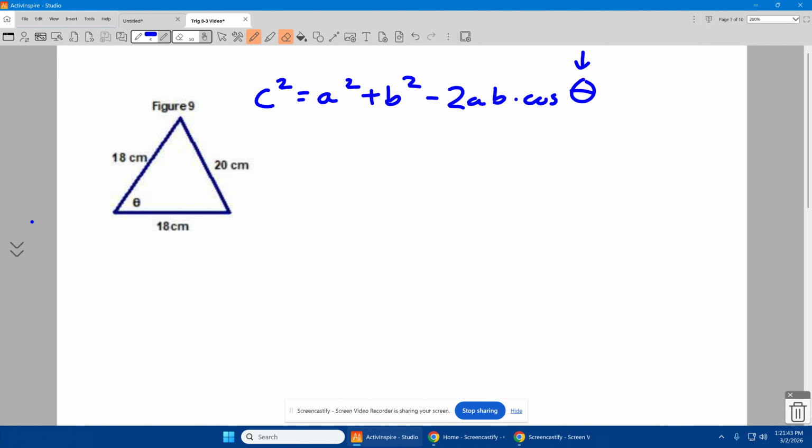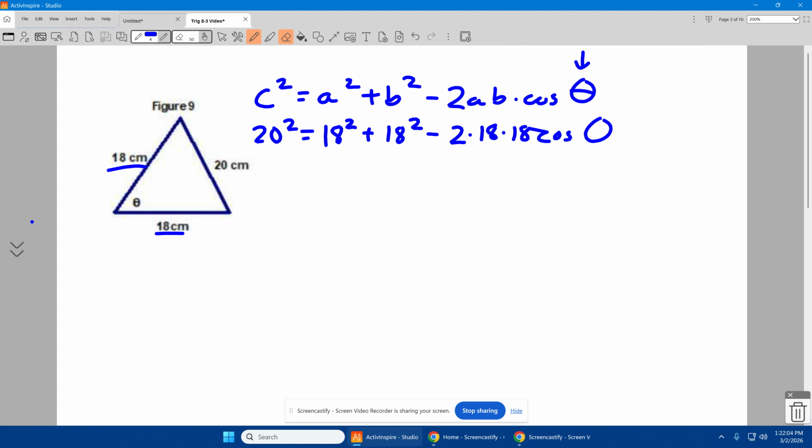Who is C? C is always the piece across from the angle. So that C is going to be 20. So 20 squared equals one leg squared, and it doesn't matter which side you use. Both are 18 here, so it really wouldn't matter. So 18 squared plus 18 squared minus 2 times 18 times 18 times the cosine of theta, the guy we're trying to find. Well, 20 times 20, that's 400. 18 times 18 is what, 324?